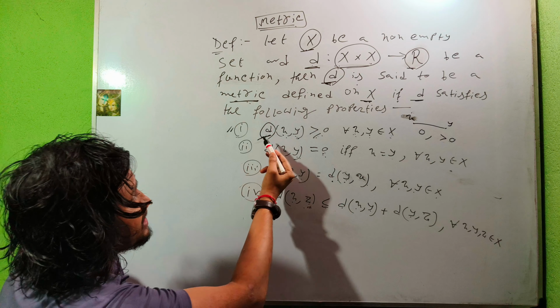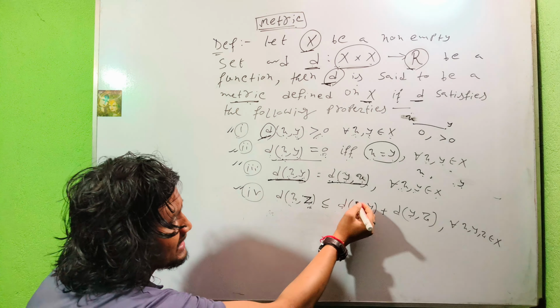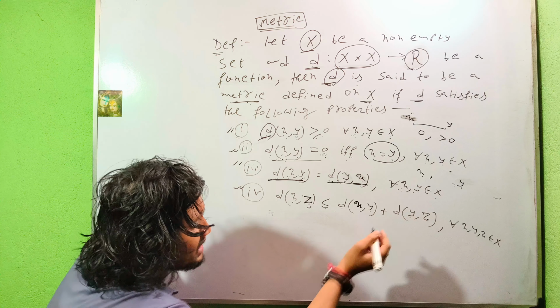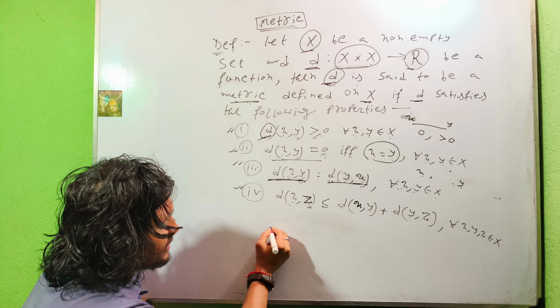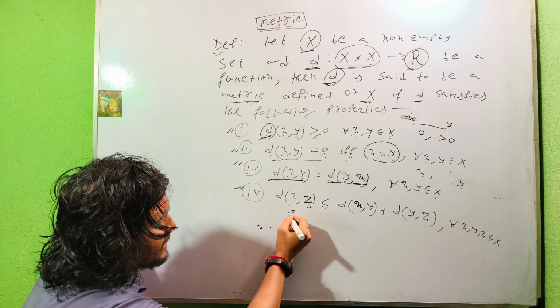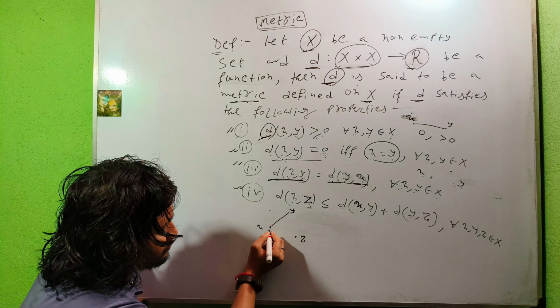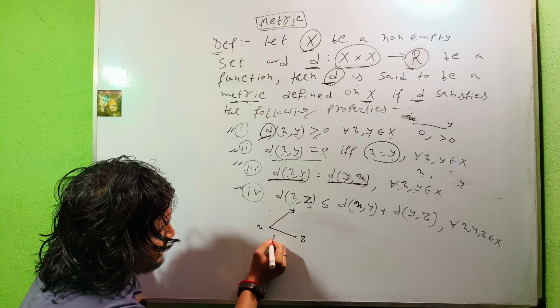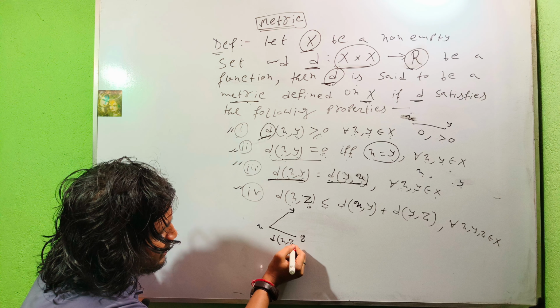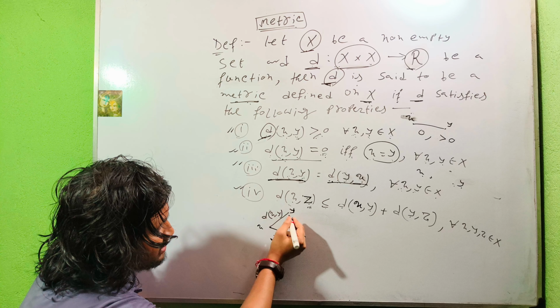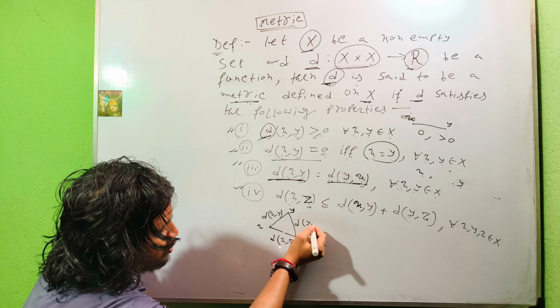The fourth property is that the distance between X and Z is less than or equal to the distance between X and Y plus the distance between Y and Z. This means that if we take 3 points X, Y and Z, then the distance between X and Z is D of X comma Z, the distance between X and Y is D of X comma Y, and the distance between Y and Z is D of Y comma Z.